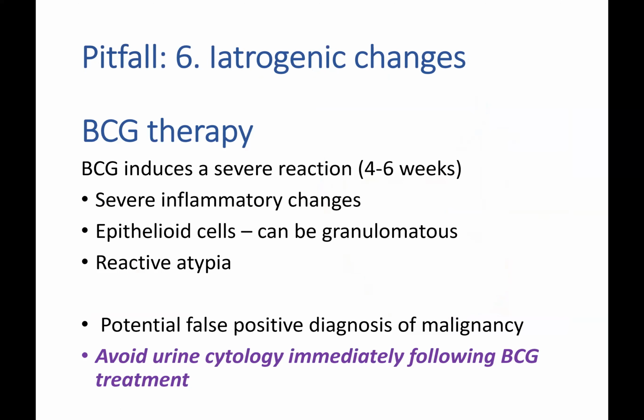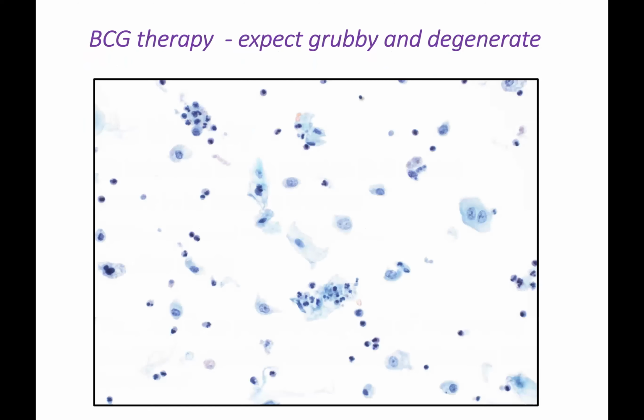Iatrogenic changes can cause problems in urine cytology. Samples post-BCG therapy are commonly received in some labs. BCG therapy induces quite a severe reaction around about 4 to 6 weeks with inflammatory changes. Sometimes that's granulomatous, and the urothelial cells can show quite marked reactive atypia. Therefore, it's important to avoid urine cytology immediately following BCG treatment. The samples that you get 6 months down the line are like this, quite grubby, quite degenerate with reactive changes. So that's what you expect in these type of samples.